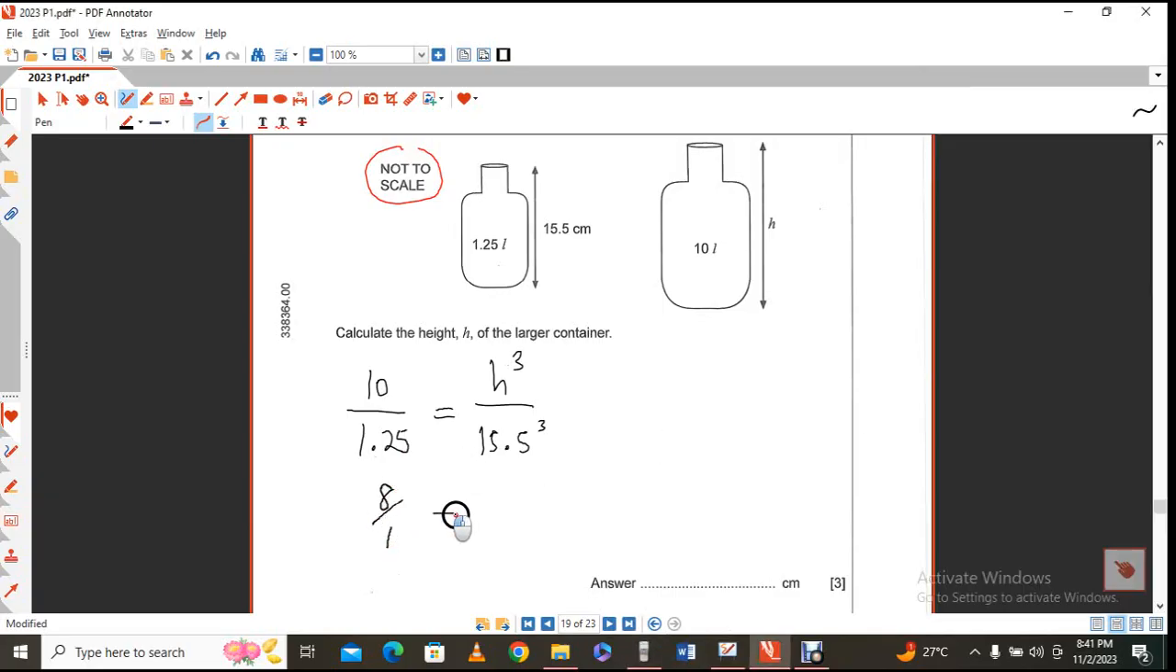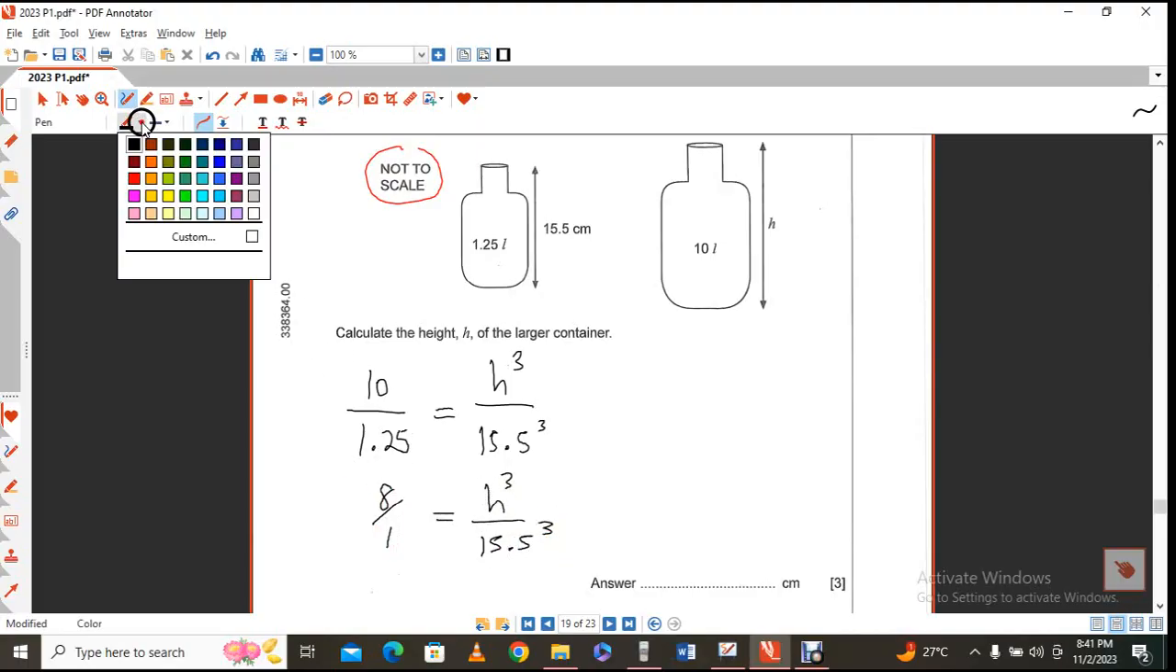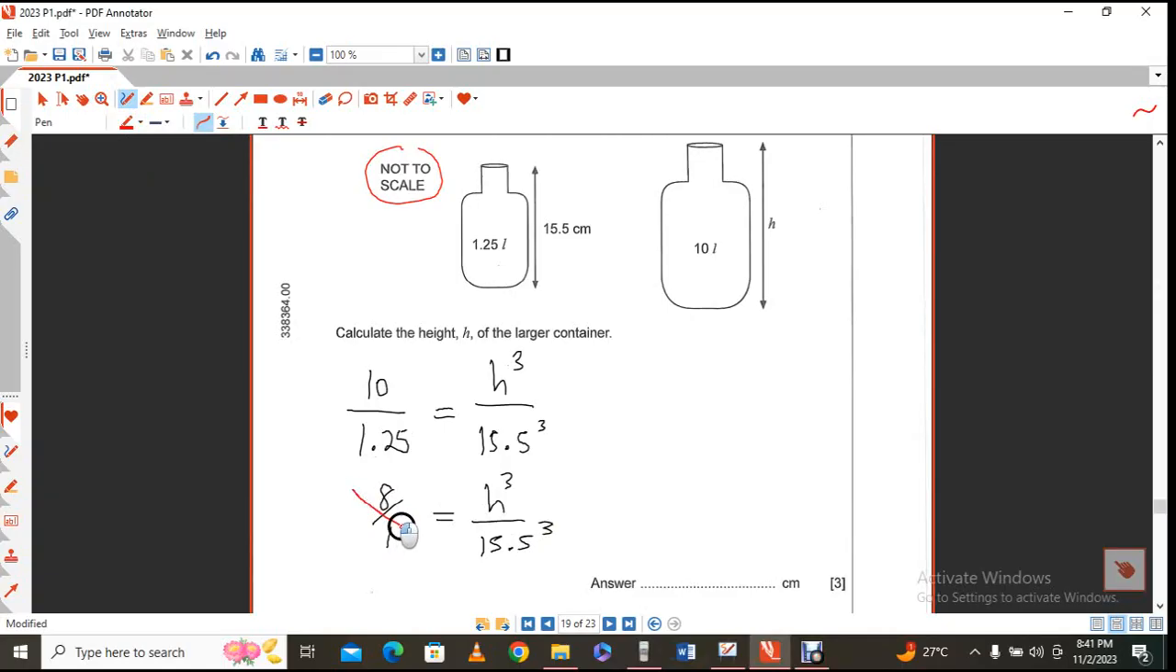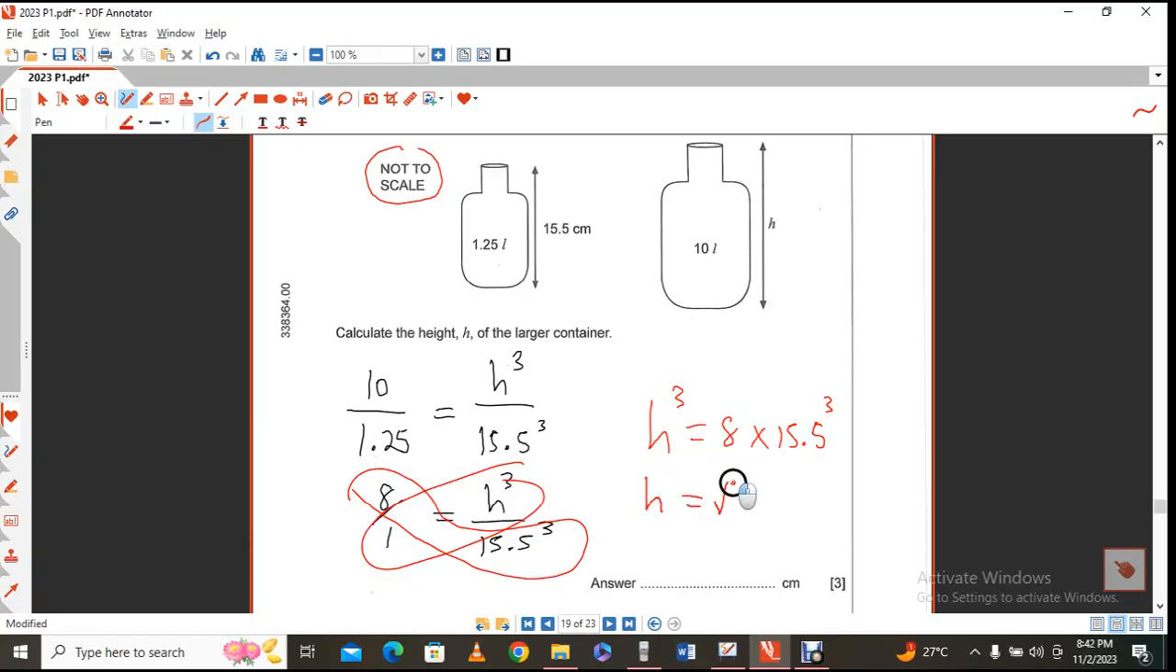So that would have been 8 over 1 equals h cubed over 15.5 cubed. Again, you can then go ahead and do your cross multiplication, and you would arrive at the same answer as in my previous work. Then h would be the cube root of 29,791. So that is 31 centimeters.